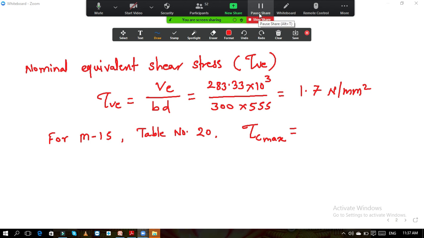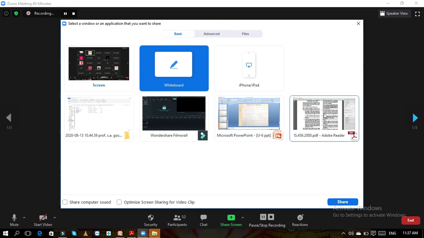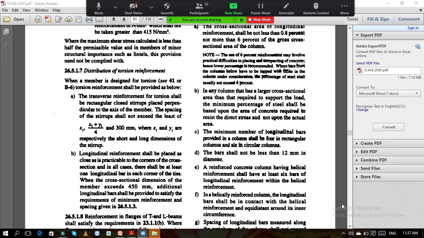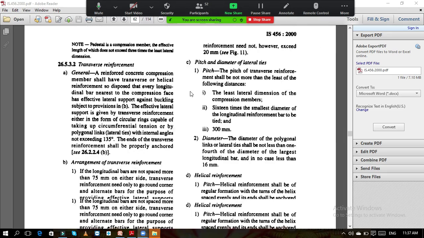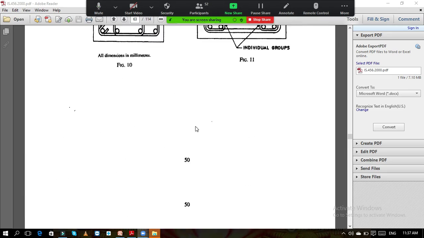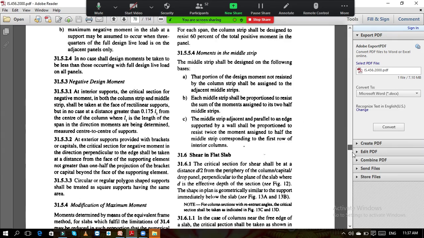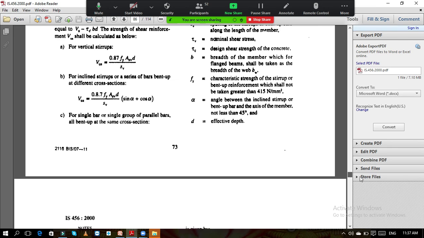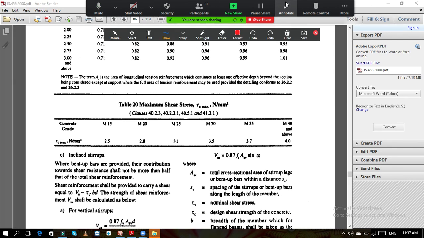Or shall I do it over here? Okay, we will go to table number 20 in the IS code. We need to search for it. It may be somewhere near page number 70, 73. Okay. So this is table number 20 now. If you see, this is table number 20.